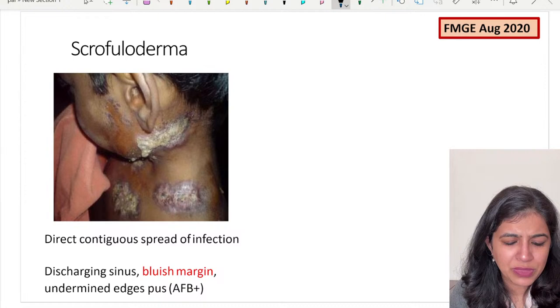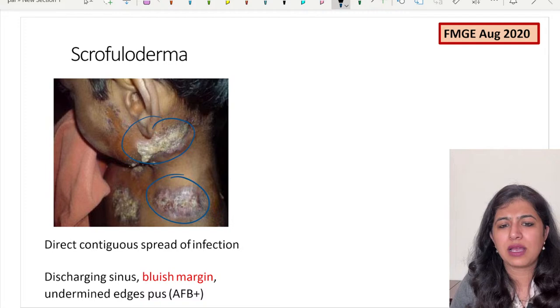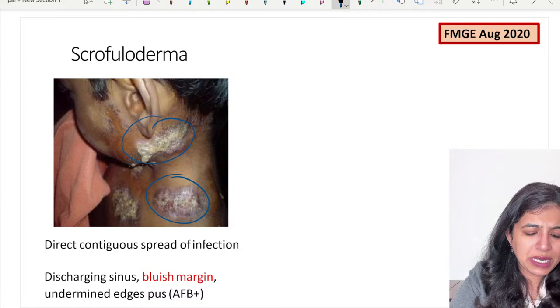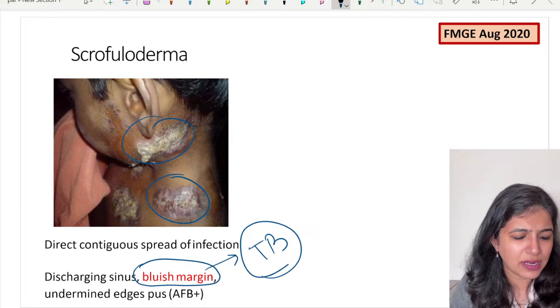Then scrofuloderma. In August 20 as well as December 20, a child presenting with multiple sinuses and ulcers in the neck which have a bluish margin, the answer is scrofuloderma. There is nothing else that has bluish margins. The minute a question says bluish margins, you have to think of tuberculosis. In the neck of a baby, meaning a child, the answer is scrofuloderma.